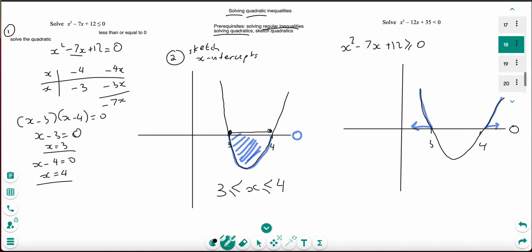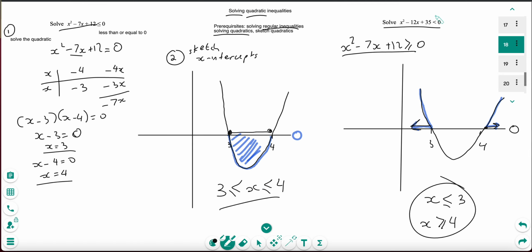So if this is our question, our answer would be x is less than or equal to 3, and x is 4 or more, so x is more than or equal to 4, okay? The answer to this equation would be this, and the answer to this equation would be this. You can practice this one in your own time.